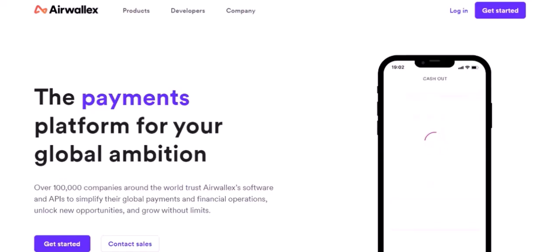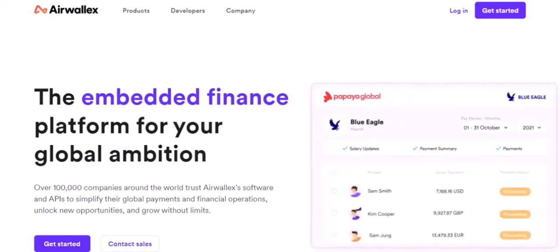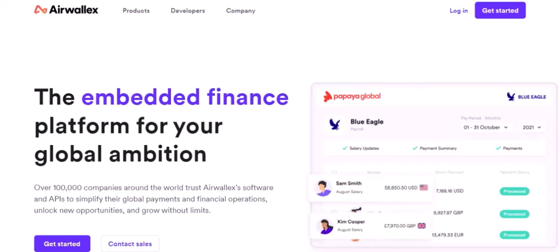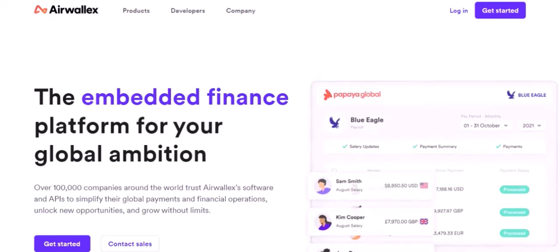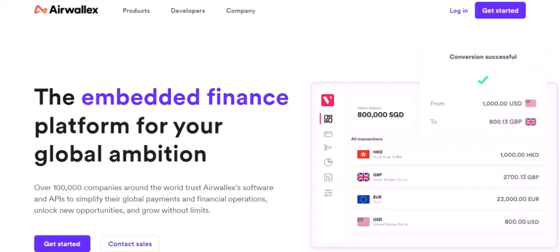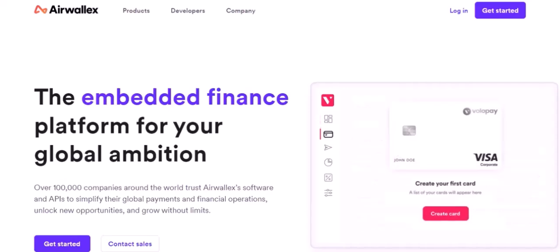Imagine you're a business owner trying to expand your operations globally. You've got clients in Australia, the UK, and even China. But managing transactions in multiple currencies can be a real headache. That's where Airwallex comes in. So, the big question is, what currencies does Airwallex actually support?